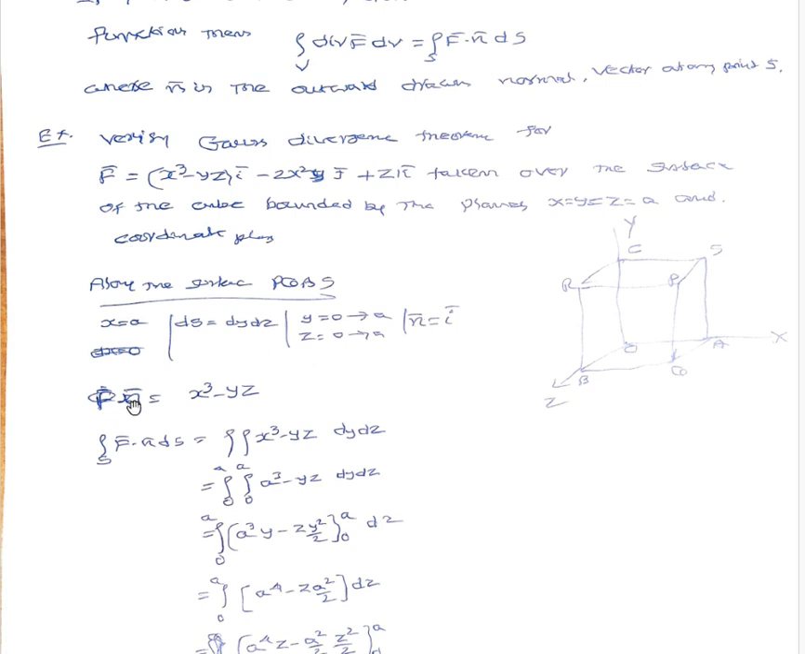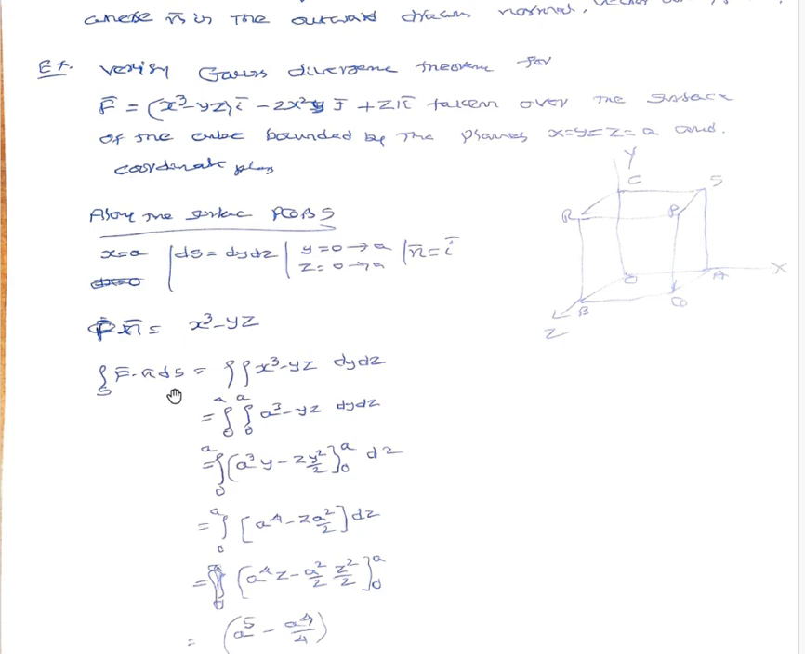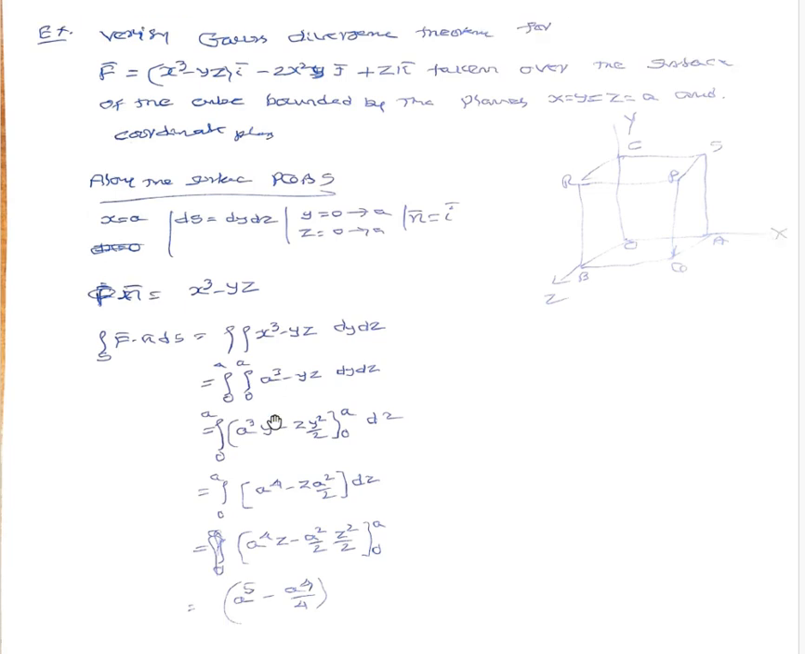So find f bar dot n bar. F bar dot n bar means the i bar coefficient, x cube minus yz. So the formula is integral over S of f bar dot n bar dS, which is the double integral of (x cube minus yz) dy dz. In place of x we write a, therefore a cube minus yz. Now with respect to dy, a cube is a constant, so a cube y minus z is a constant times y, and the y integration is y square by 2 between the limits 0 to a. Whenever you come across y, you replace it with a, therefore a power 4 minus z a square by 2, dz.